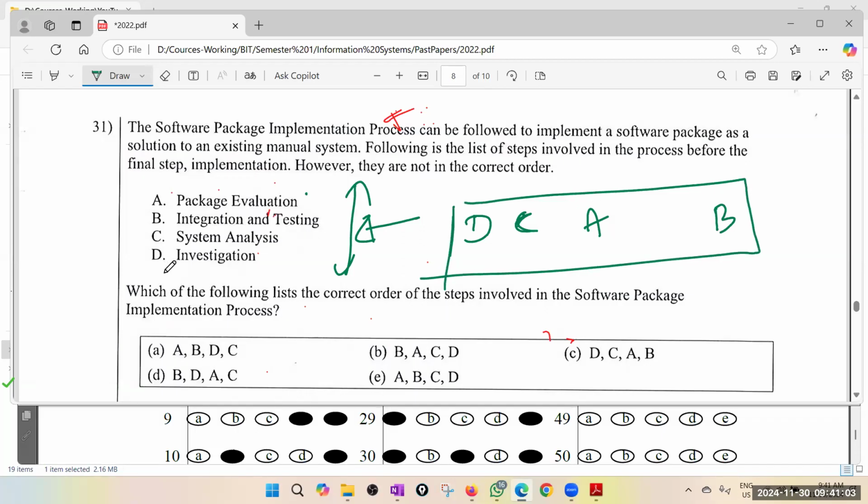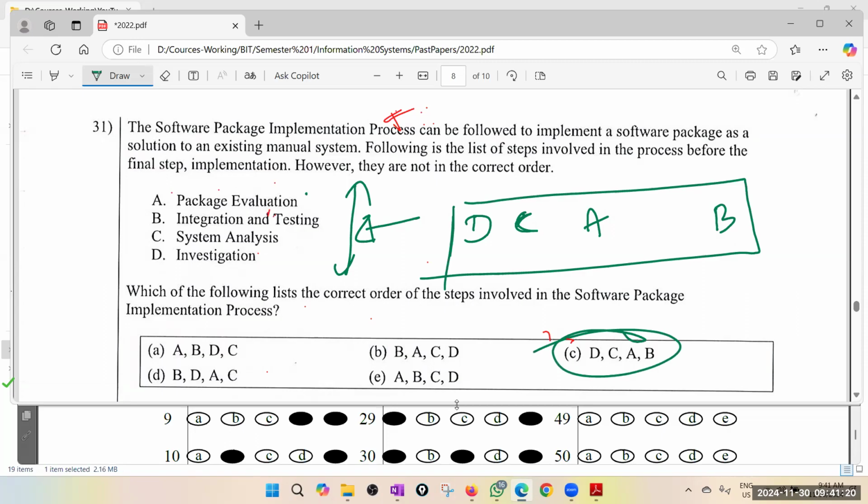Because investigation must be the first. Analysis must be the second. I think software development also goes like that. Testing comes at the end. Then I put package evaluation in the middle, because after analyzing the requirements, you take the packages and see which package can be used. So I'll go for DCAB.